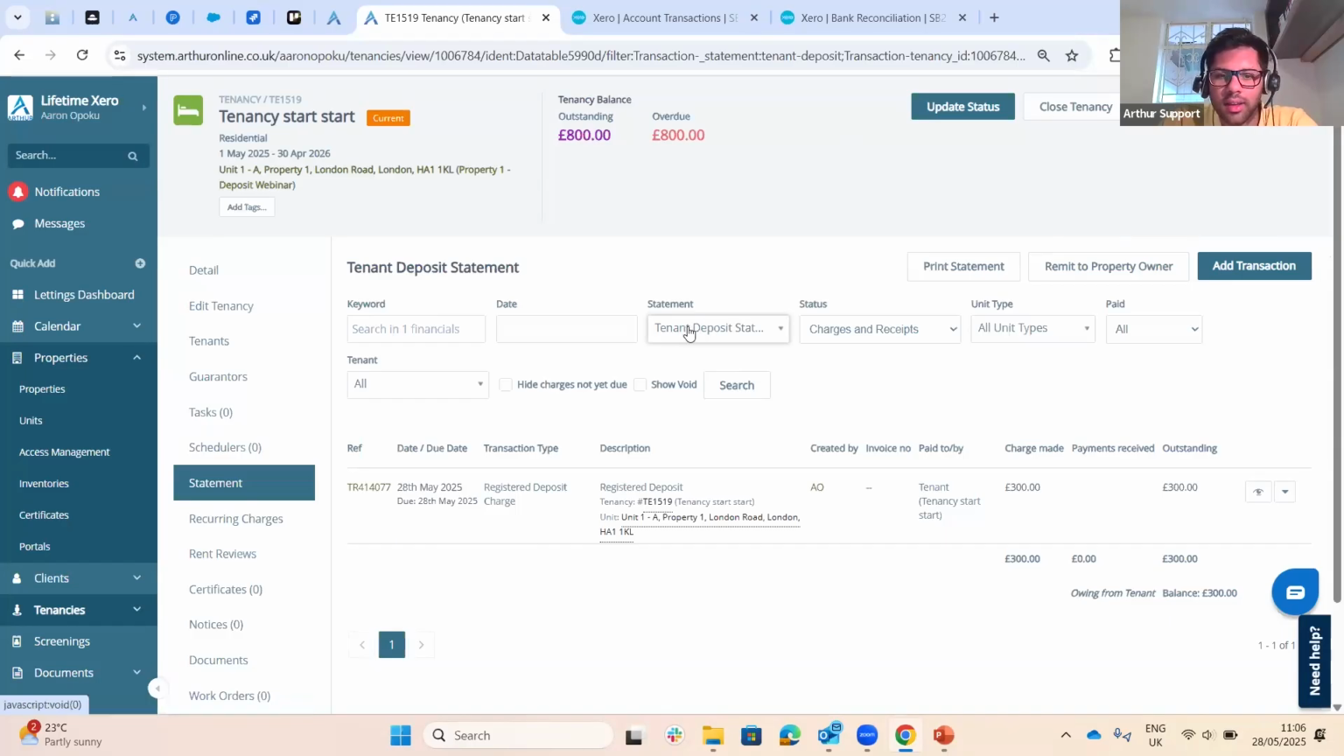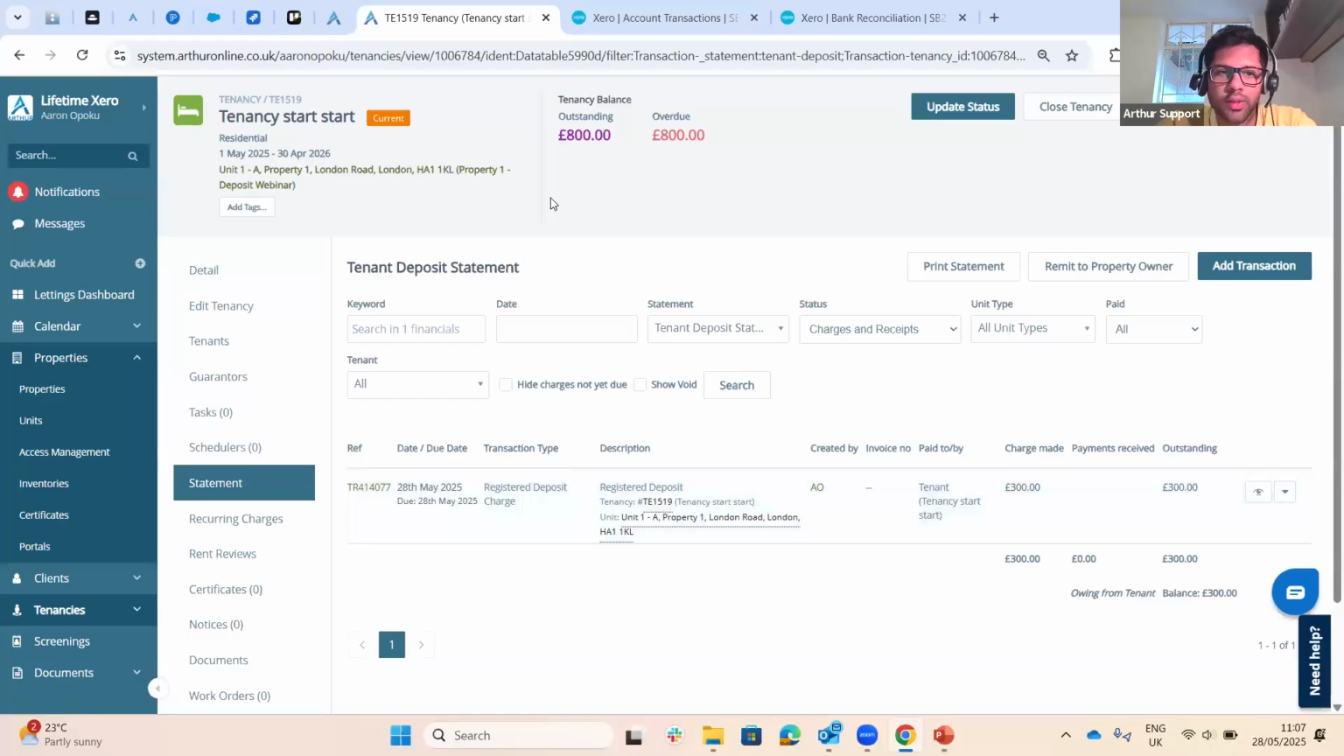So at the start of the tenancy, the first step, and this is similar for both, whether you're keeping the deposit yourself under an insured scheme or you're sending it out to a custodial scheme, would always be to add the registered deposit charge on the deposit statement in the tenancy, because what you're doing here is creating an invoice for the tenant to pay £300 deposit into your bank account. So this charge here, registered deposit charge, is what you would always raise at the start of the tenancy.